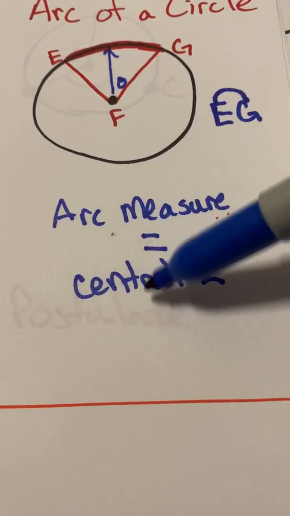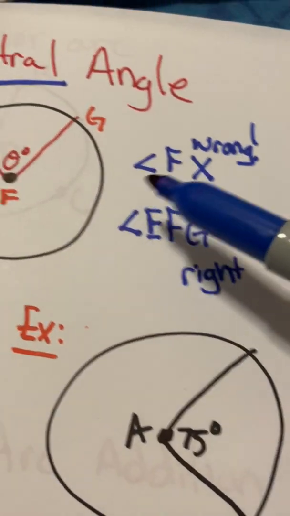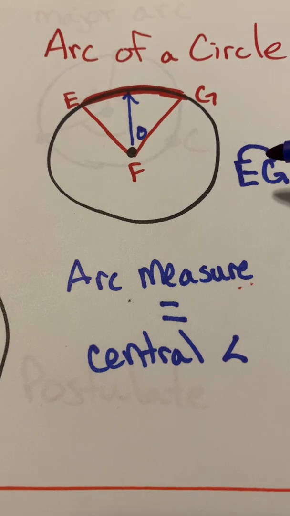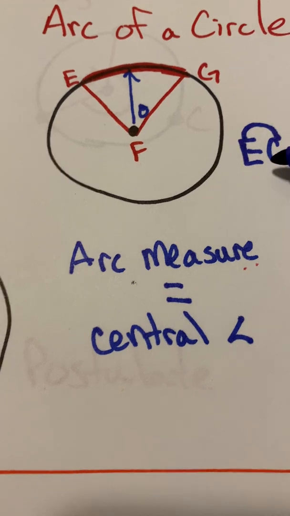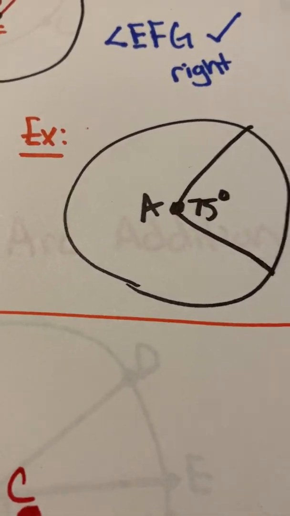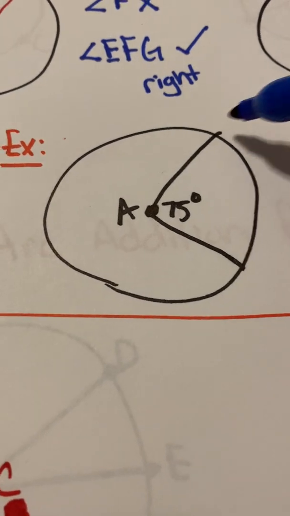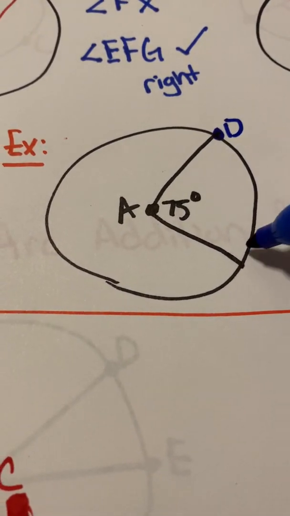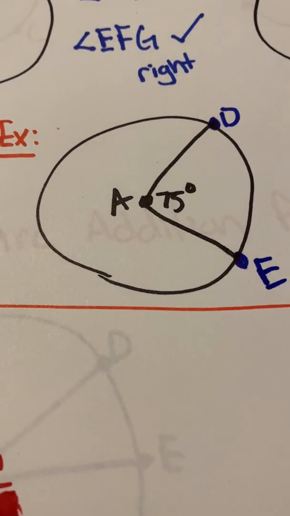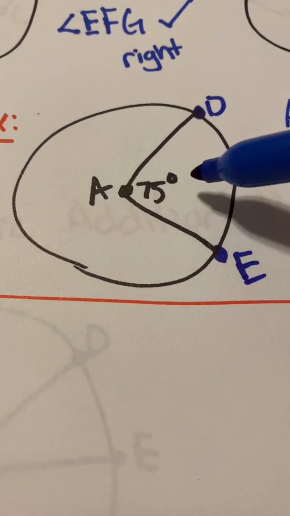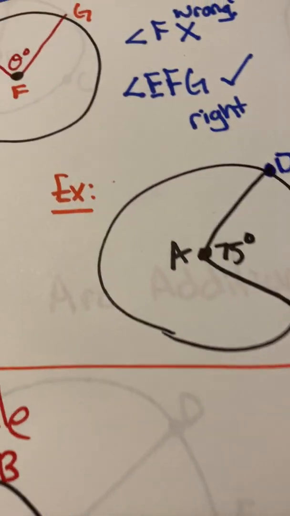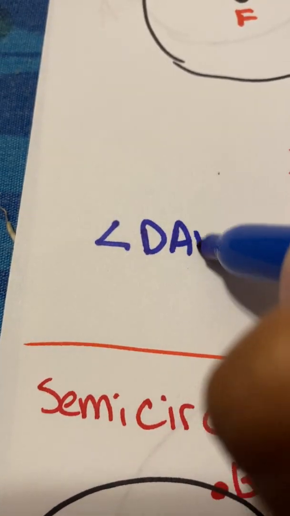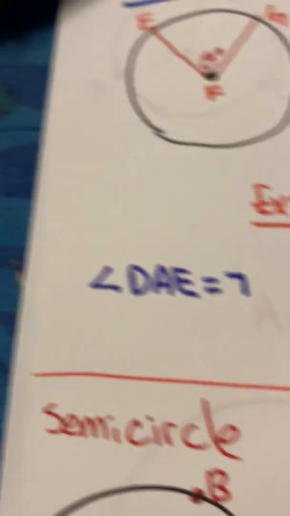But those 2 things are equal to each other. So whatever the angle EFG is, that's going to be the measure of the arc EG. And I went ahead and gave a little example here. Let's put D, let's put E over here. So we have a central angle of 75. So I'm going to put here the central angle, and I'm going to say DAE. DAE is equal to 75 degrees.